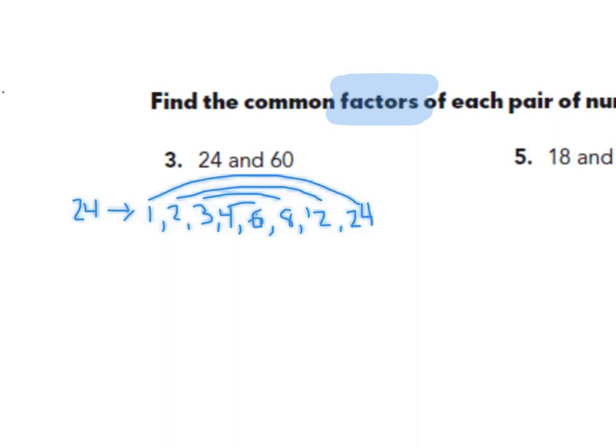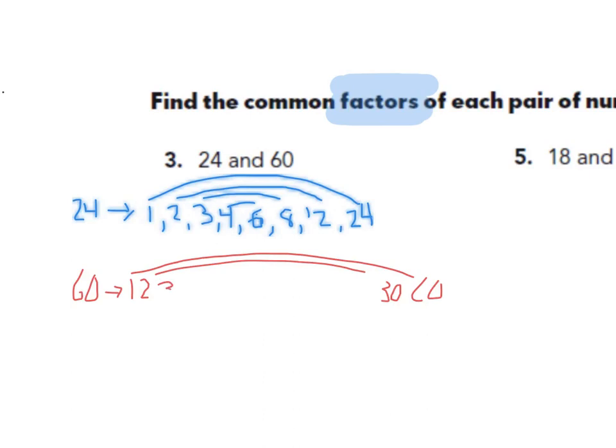If I then move on to 60, I can list out all the factors of 60, starting with 1. I know that 1 is a factor of 60, and so is 60. I know 2 as well, because it's even, 2 and 30. I know 3 because 3 times 20. 4 works as well. 4 goes with 15. 5 works because it ends in a 0. 5 goes with 12. 6 works, and it goes with 10. And then 7, 8, and 9, none of those work.